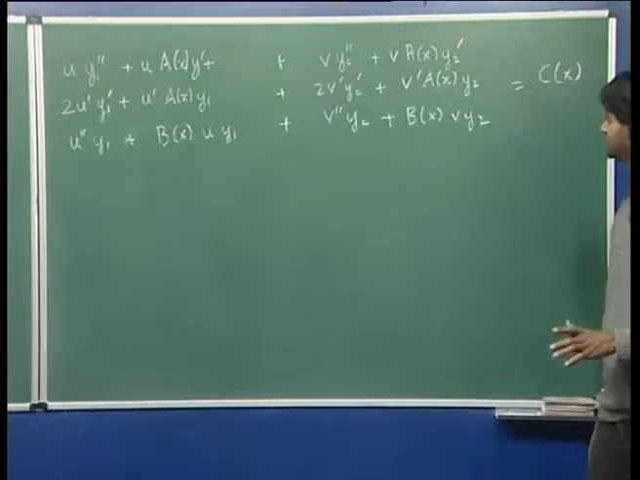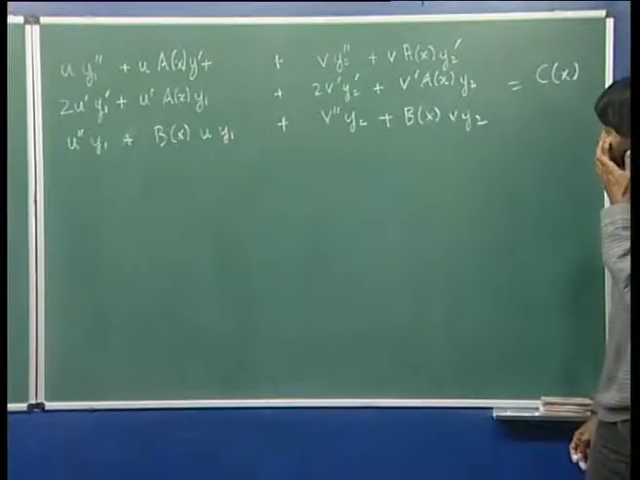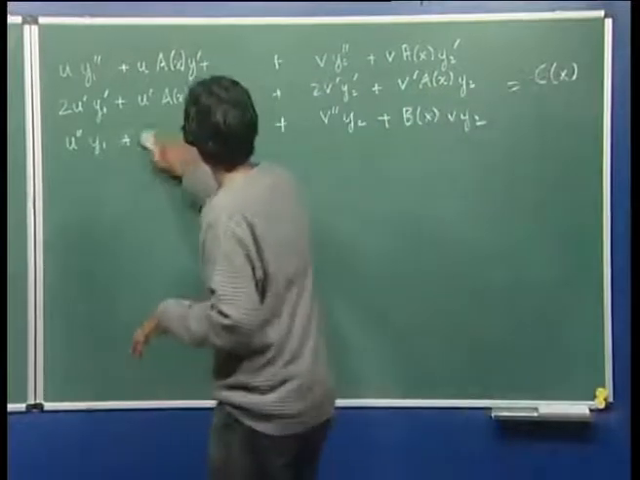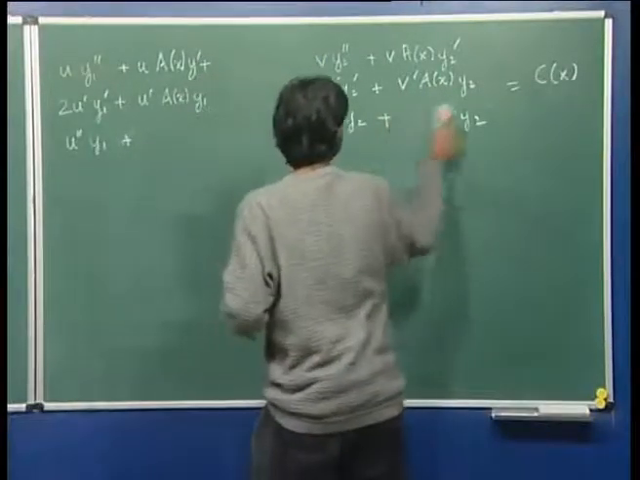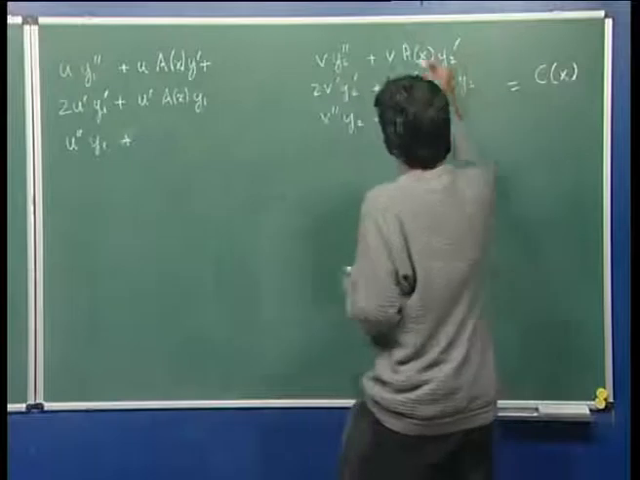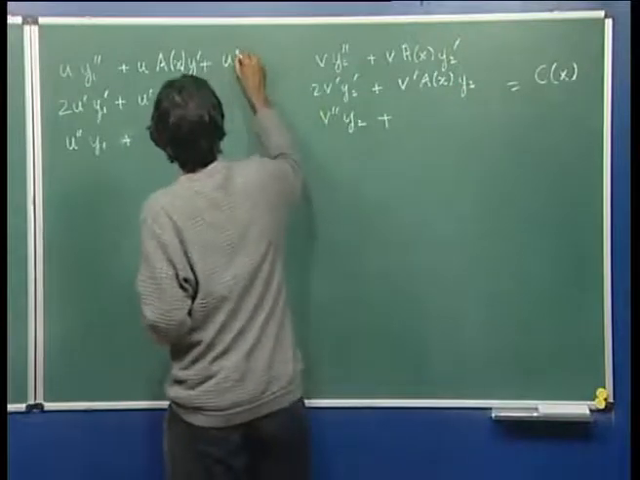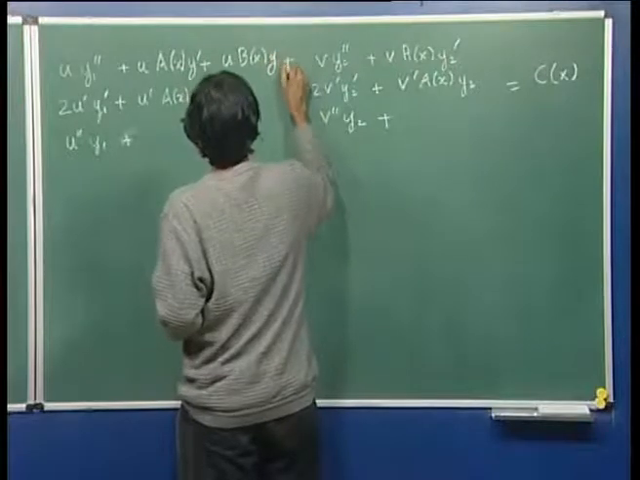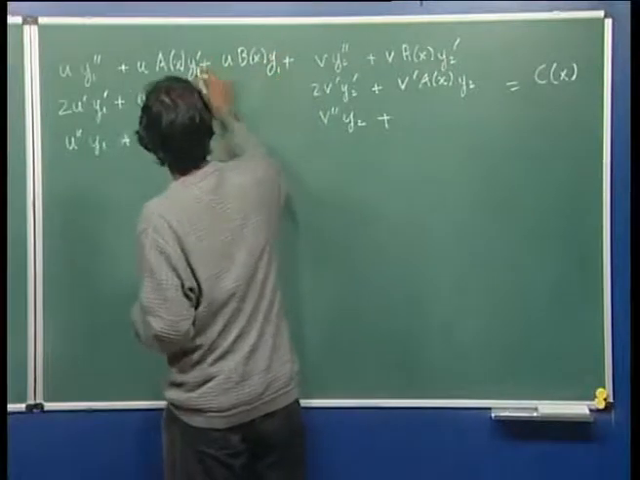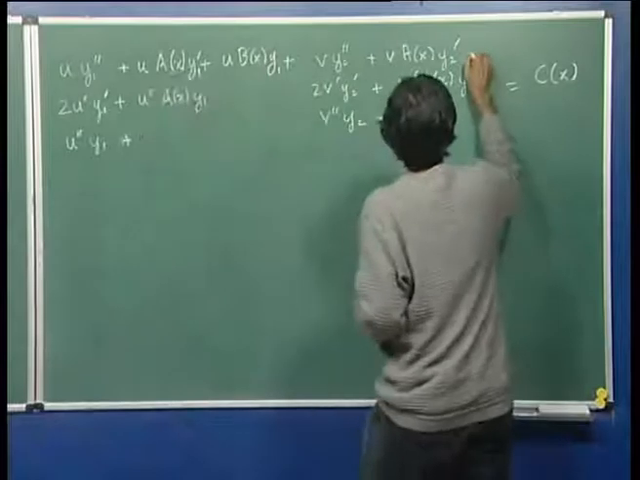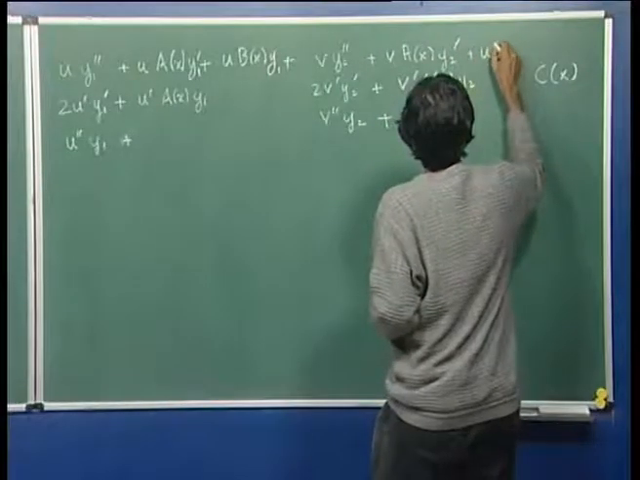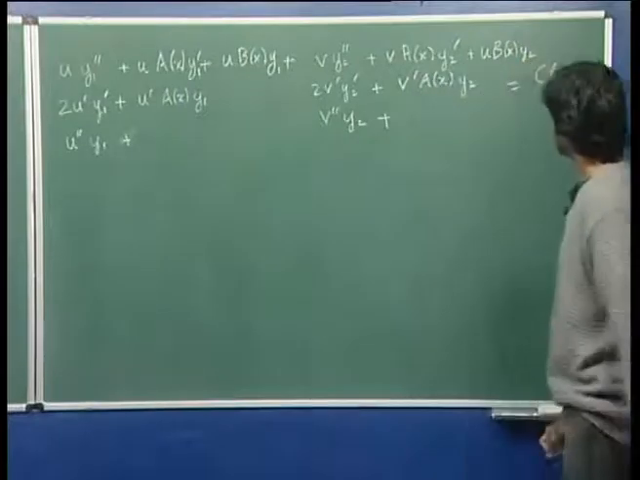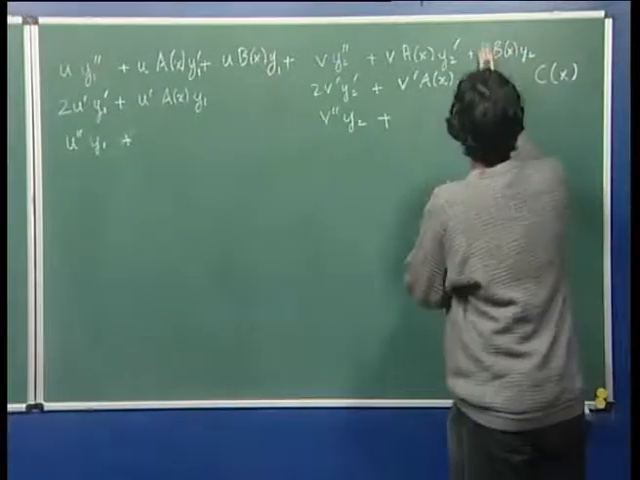Okay. So I have written it this way, and then, oh sorry, I'll put this term up here. I'll just put this term plus u b of x y1. Okay. I'll have u b of x y2. Sorry, or v b of x y2.